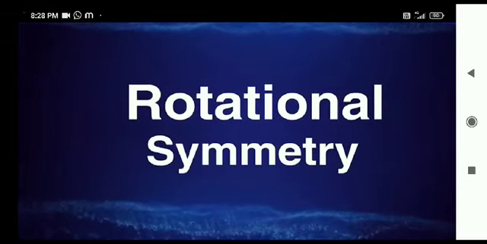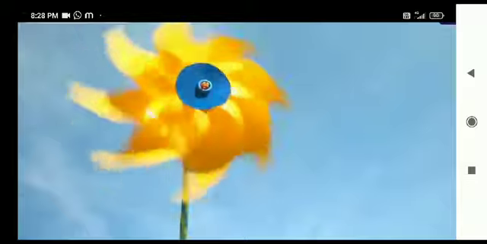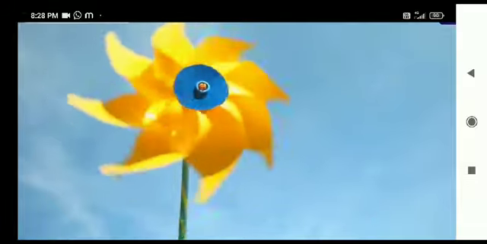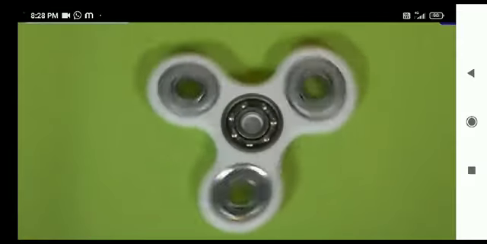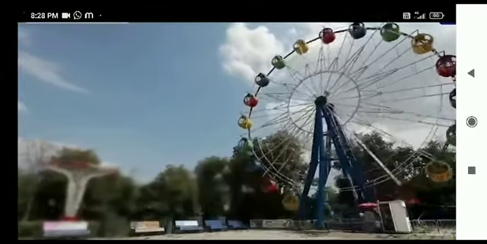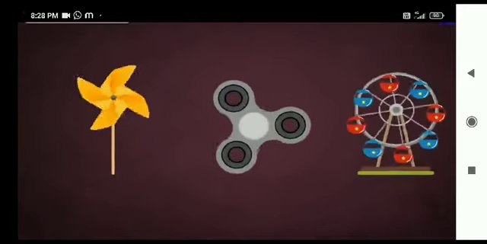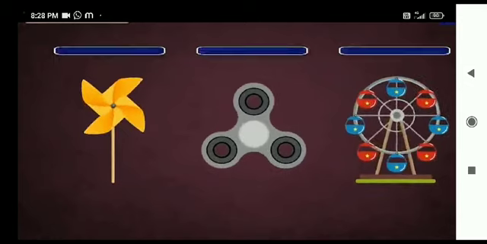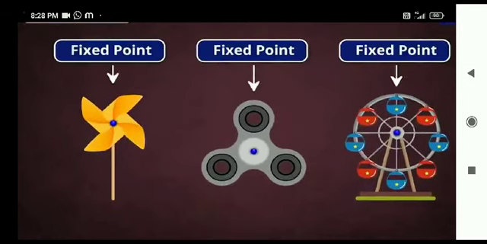Rotational symmetry. Hello students. Have you ever noticed how a pinwheel turns? What about a fidget spinner? Or a giant wheel? All these objects have something in common. Can you guess what it is? Well, all these objects are moving around a fixed point.